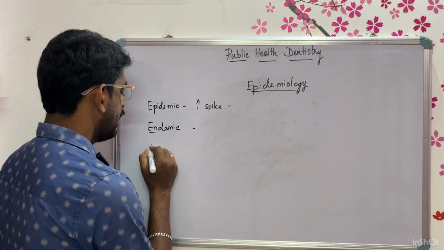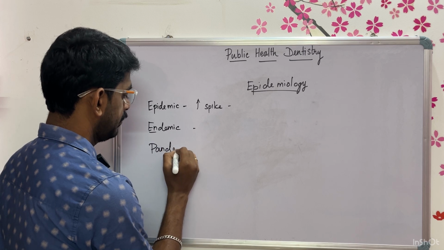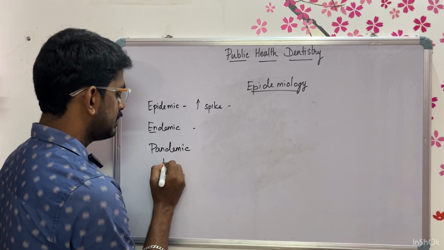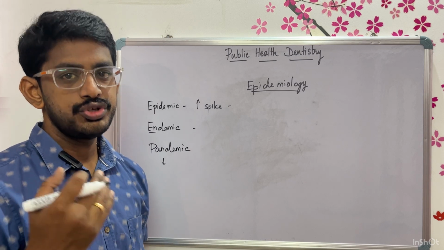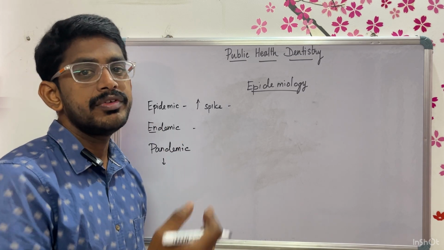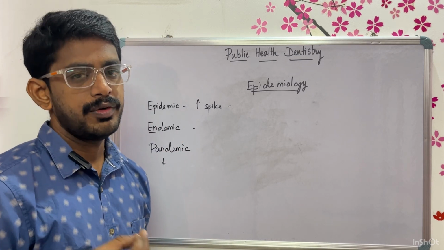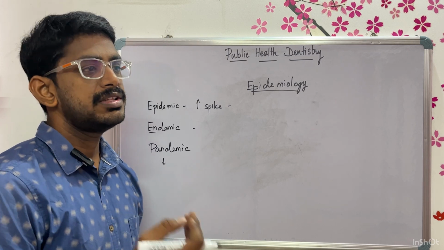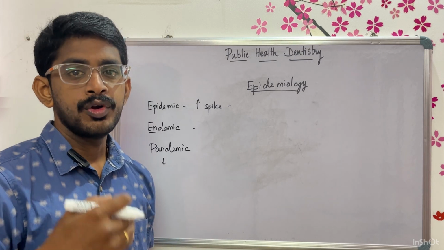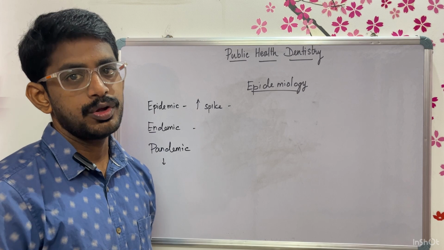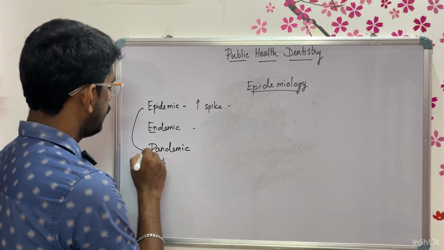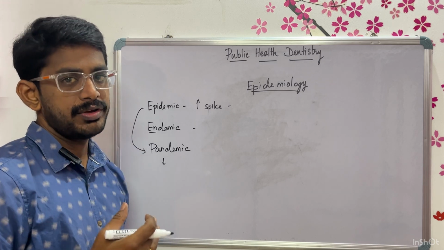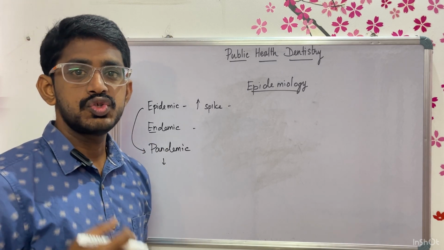finally, pandemic. Pandemic means nothing but it is an epidemic that spreads from one geographical region to another geographical region in a very short period of time. It could be from one country to another country, like as in COVID, or it could be from one state to another state or one province to another province, whatever it is. An epidemic becomes a pandemic when it spreads from one geographical region to another geographical region so quickly.